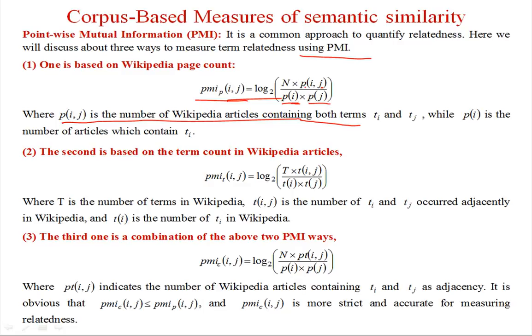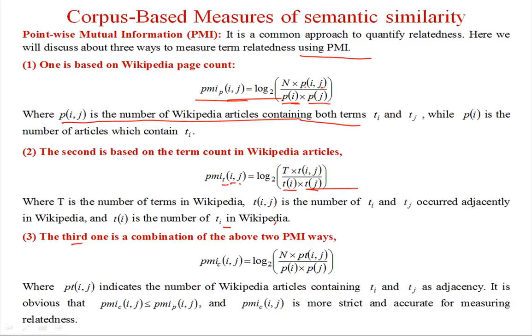The second is based on the term count in Wikipedia articles. Pointwise mutual information based on the term count of terms i and j can be calculated as log base 2 of T times Tij, where T is the number of terms in Wikipedia and Tij is the number of times Ti and Tj occur adjacently in Wikipedia, Ti is the number of occurrences of term Ti in Wikipedia, and Tj is the number of occurrences of term Tj in Wikipedia.